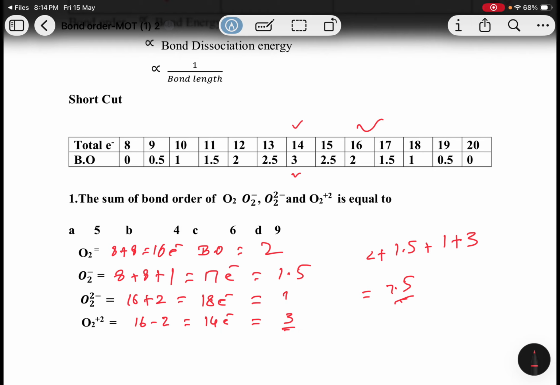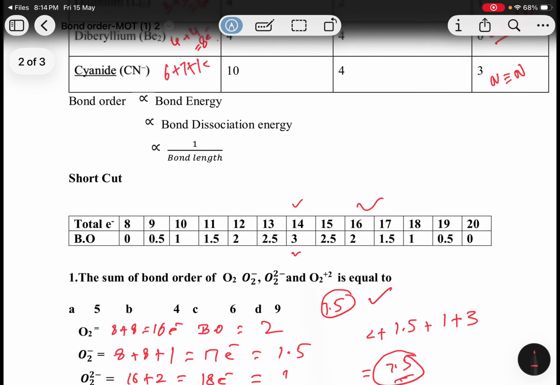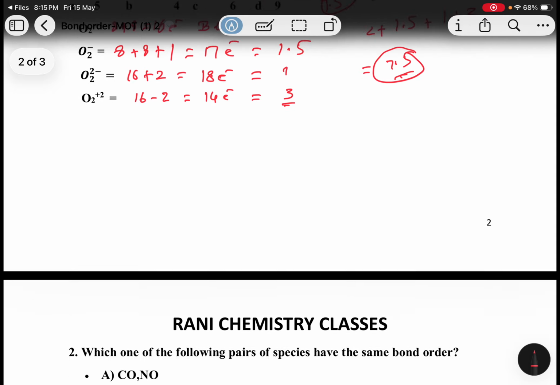Here the question may be wrong. Here we are getting the total bond order as 7.5. So 7.5 is correct. Maybe some charges may be lacking. For this question we are getting 7.5 as the bond order.